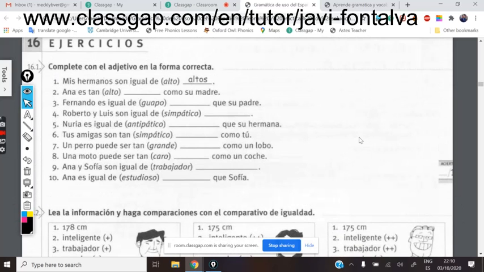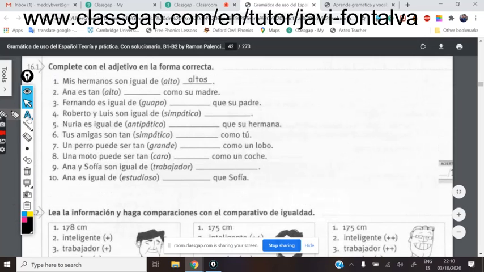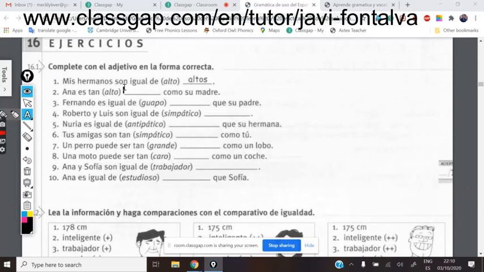All right, let's practice. Number one: "Mis hermanos son igual de altos." Ana es tan alta como... Ana is a woman, so alta. "Ana es tan alta como su madre." Three: "Fernando es igual de guapo." Fernando is a guy, so "que su padre."